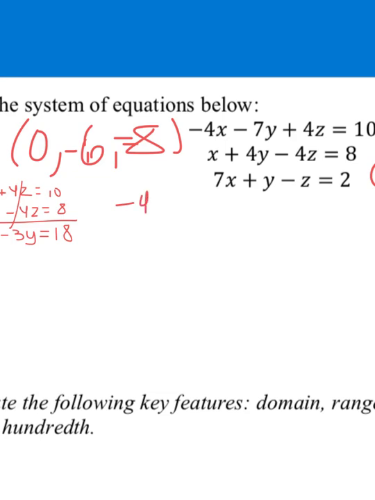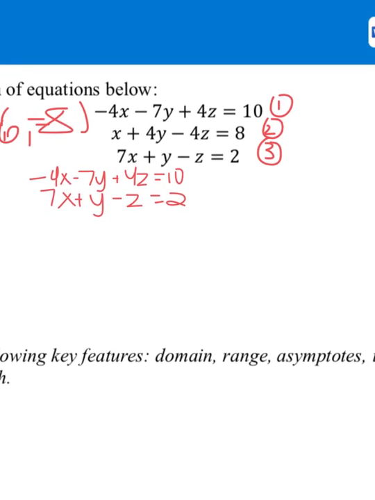So I have -4x minus 7y plus 4z equals 10. And then 7x plus y minus z equals 2. So here because I eliminated the z's the first time around, I have to eliminate z's again. So I'm going to take my second equation and multiply it by 4. That way I get 4z and -4z.